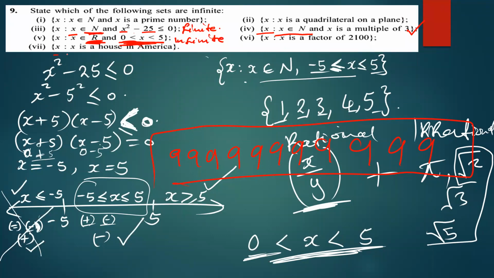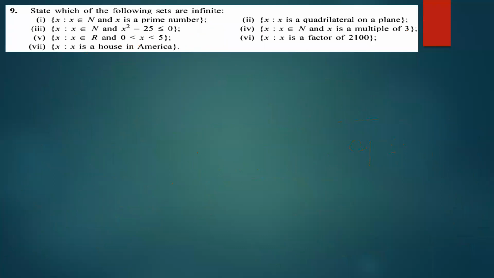Okay, we look at this set. X is such that X is a house in America. Do you think it's possible for you to count all the houses in America? If the answer is no, then this is also an infinite set. Then we look at the last part here, which is X is such that X is a factor of 2100. Do you think we can manage to count the factors of 2100? If the answer is yes, then this is a finite set.